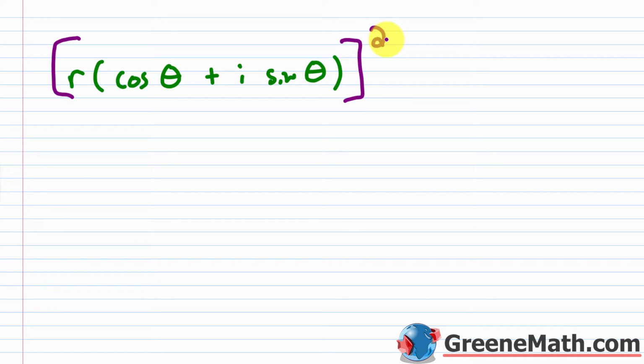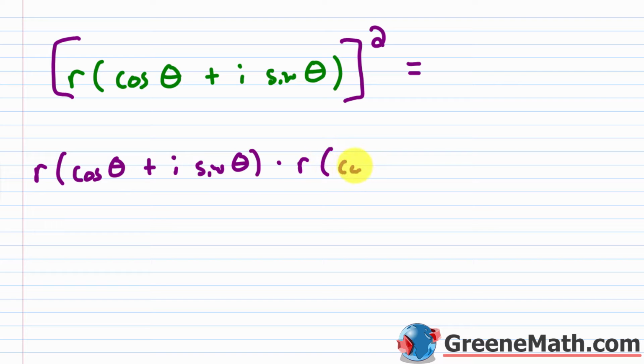So I'm squaring this, and basically what I would do here is just expand this. This would be r times the quantity of the cosine of theta plus i times the sine of theta, and I'm going to multiply by itself: r times the quantity of the cosine of theta plus i times the sine of theta. You can see that you have r times r. Remember, you're multiplying the absolute values together. So this gives me r squared. Notice that this exponent on r matches this exponent here. This is going to be important.